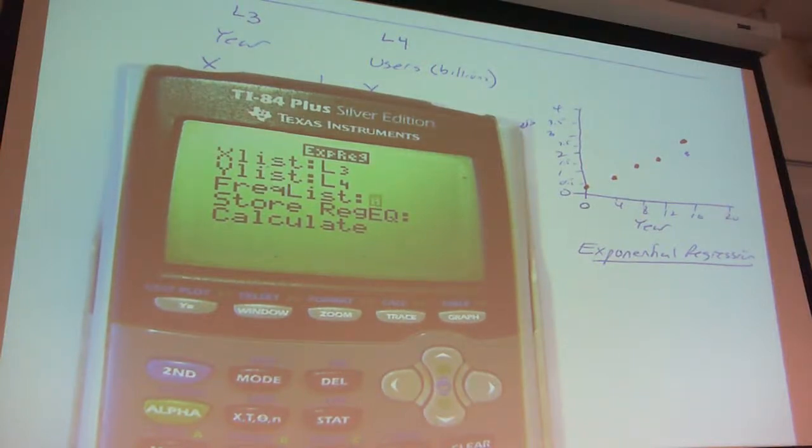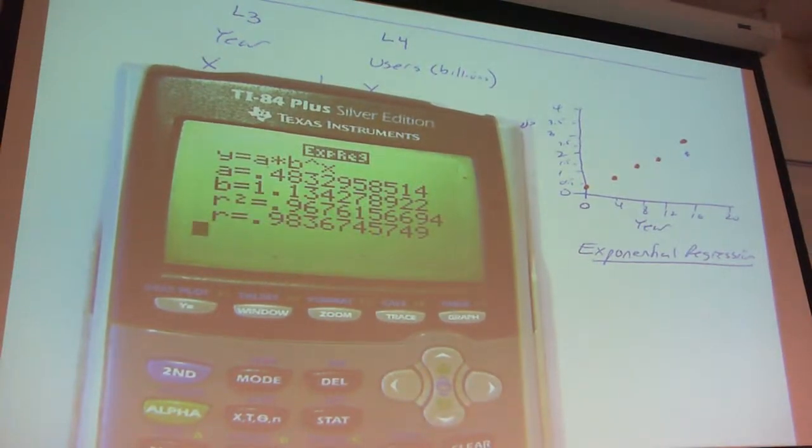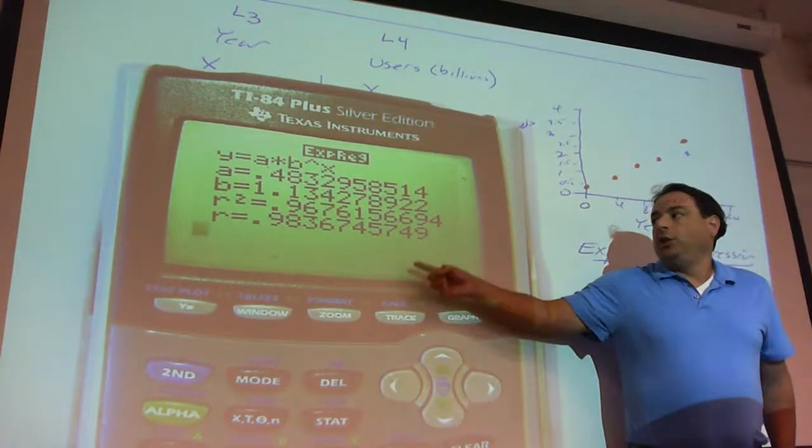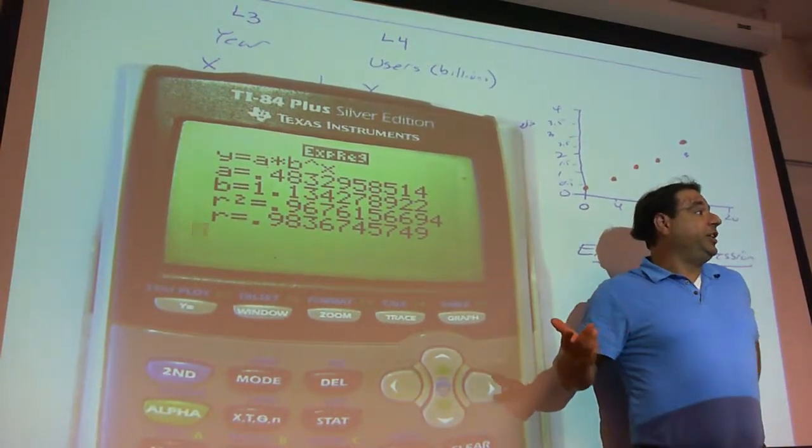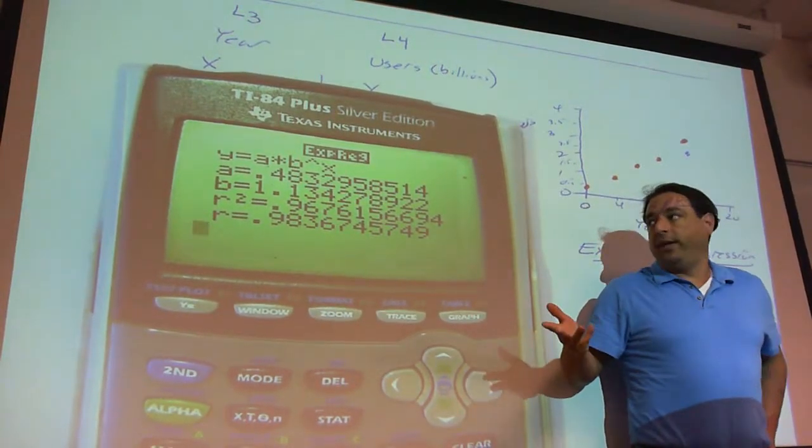If you have the calculator blinking, make sure it's list 3, comma, list 4. But everybody should have the same numbers. Everyone should have the same numbers. Looking at your r squared and r, is it a good fit or not? Really good, because it's close to 1.